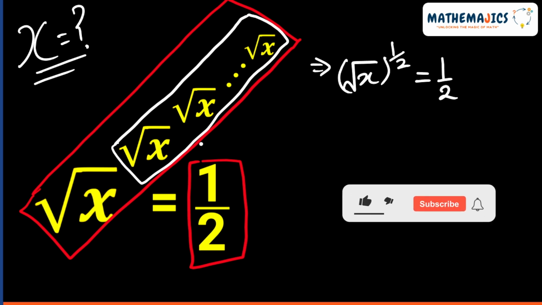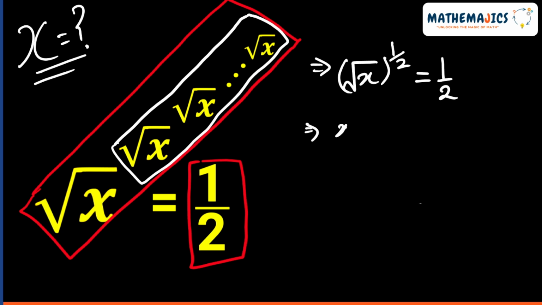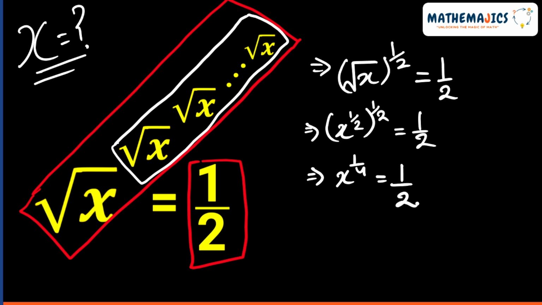So we have rewritten this question in this way. Now what is root x? Root x is nothing but x raised to power half, and we have this power half already outside, is equal to half, correct? Now what will be the simplified form? The simplified form will be x raised to power 1 by 4, because half and half will be multiplied. This is equal to half.